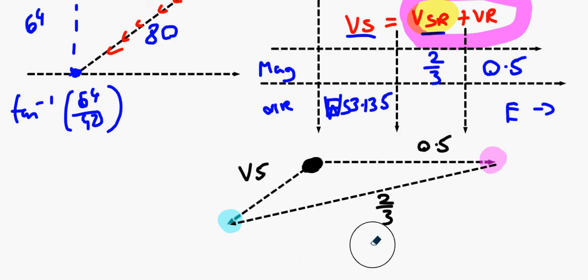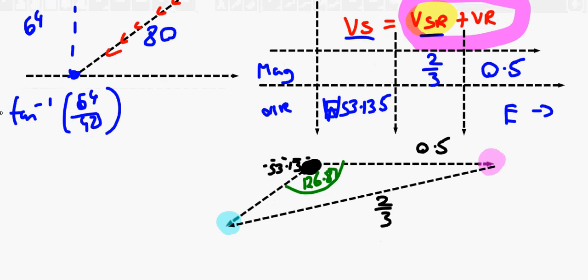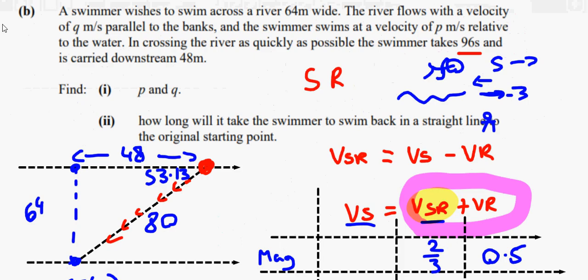Okay, and the angle, I'm looking for an angle. What angle do I have? 53 points. Yeah, now that's not going to help, but what will help is this green angle here. What is that green angle there? 126.87. Okay, now what can I do? What's the goal of the question? How long will it take the swimmer to swim back downstream, straight line?